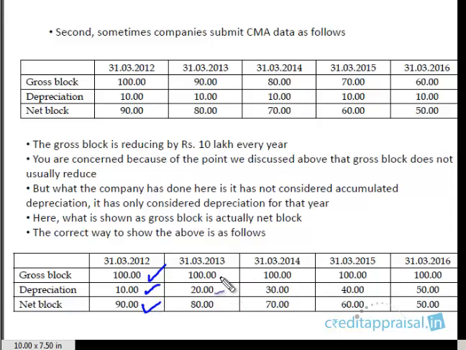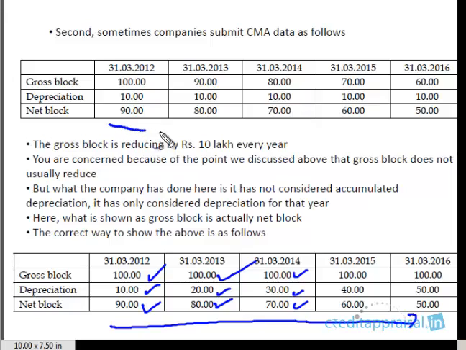Next year the gross block still stays 100. The second year's depreciation of 10 will be added to this 10 and it becomes 20. Now WDV will be 80. Again the gross block stays 100. Next year's 10 will be added to the accumulated depreciation 20, making 30. So this is how it goes. The gross block remains the same and the net block will come down.